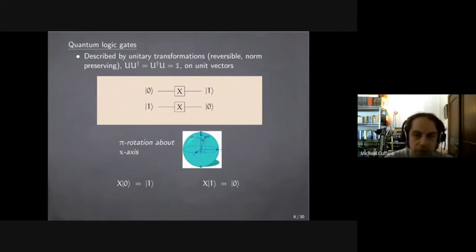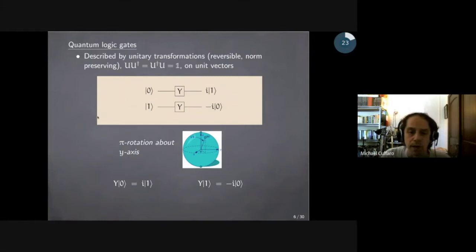I'll go through a few examples of quantum logic gates. One quantum logic gate is the X gate, which corresponds to the Pauli X operator. X applied to 0 gives you 1, and X applied to 1 gives you 0. As I said before, it's analogous to a kind of NOT gate. In terms of the state space of a qubit, here's the X-axis, and it's a pi rotation around X. So it takes 0 down to 1 and 1 up to 0.